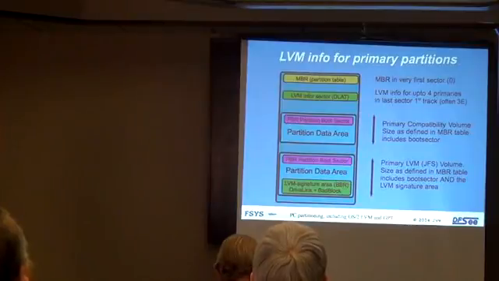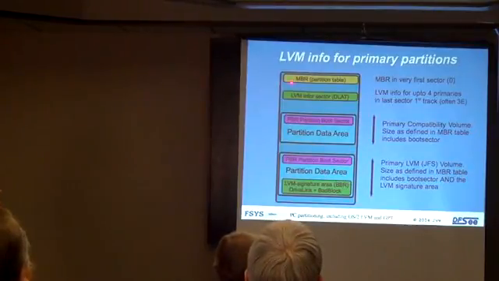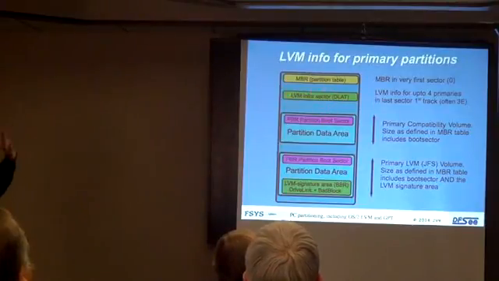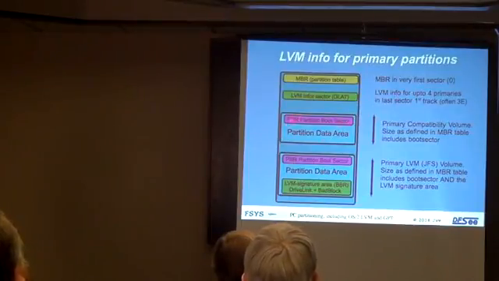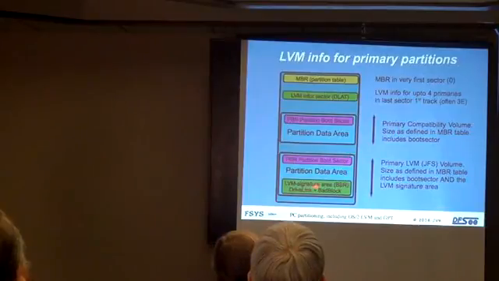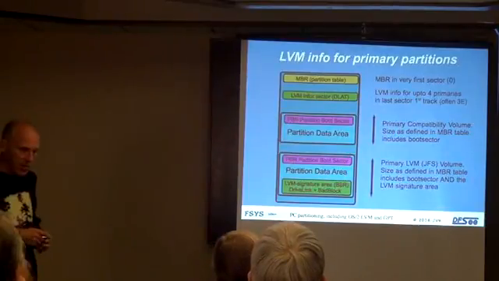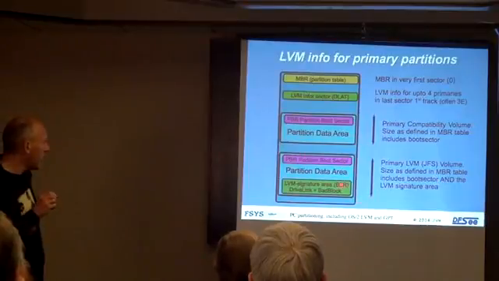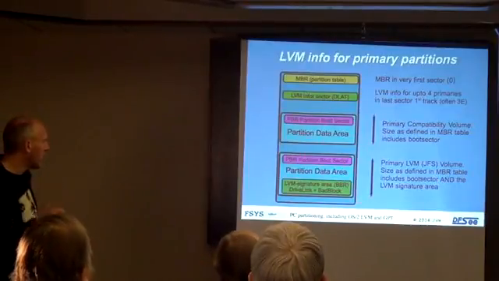Okay, this is what it looks like again for primary partitions. So you see an MBR with the LVM at the end of the first track, and the gap in between them could be anything. Usually it's empty, but it could be a boot manager or something. And then the primary partition, and here another partition with LVM signature data. So this is an LVM type partition, and this is a compatibility.